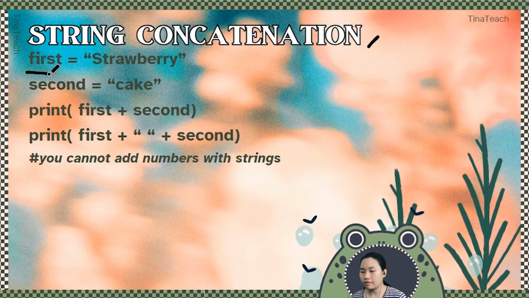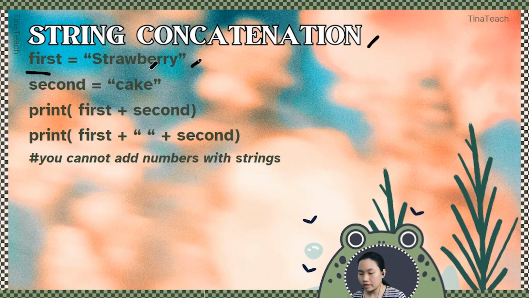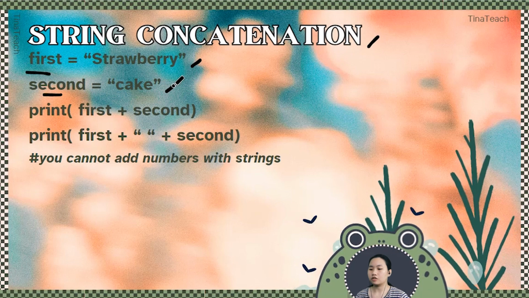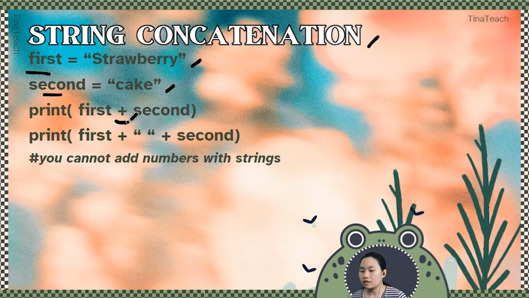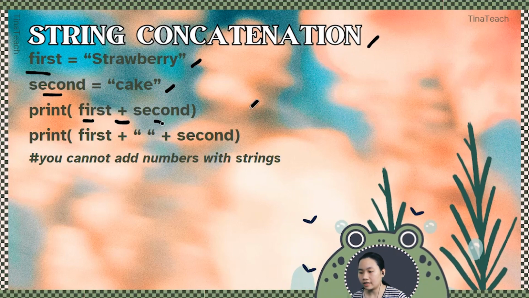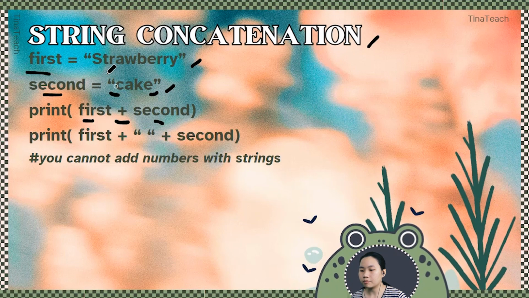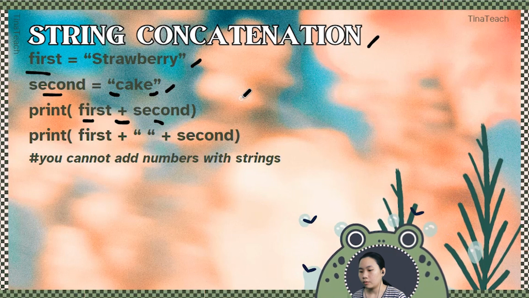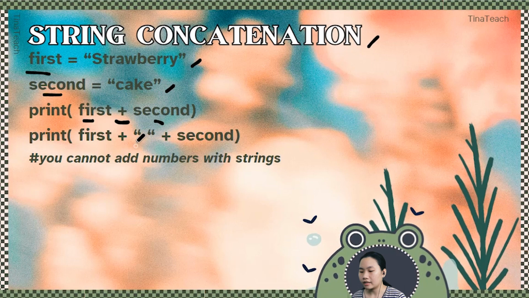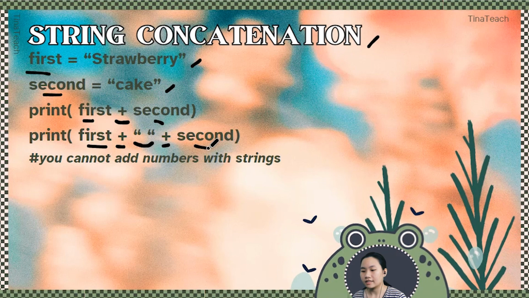I have a variable called first, and it has the string value of strawberry. The second variable has the string value of cake. Now I want to combine the two, so I would use the add symbol, which is the concatenation symbol. I would add the first and the second variable. However, since strawberry and cake do not have any spacing whatsoever, these two words would just join together. So I can add a little bit of space in between them and add them to the first and second variable.